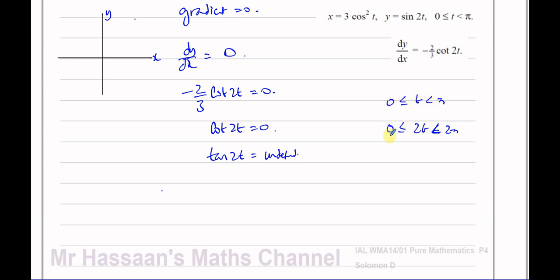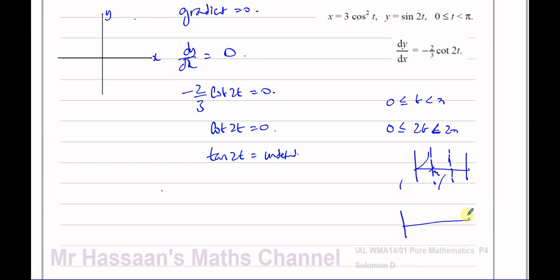So we have to find all the values between 0 and 2 pi where the tan of 2t is undefined, where the tangent of an angle is undefined. And we know the tan curve is undefined at pi over 2. The tan curve looks something like this. It has an asymptote at pi over 2, which is 90 degrees, and then also at 3 pi over 2.